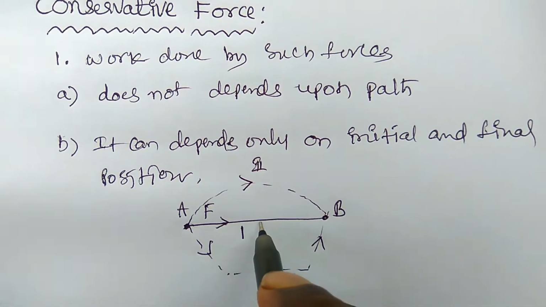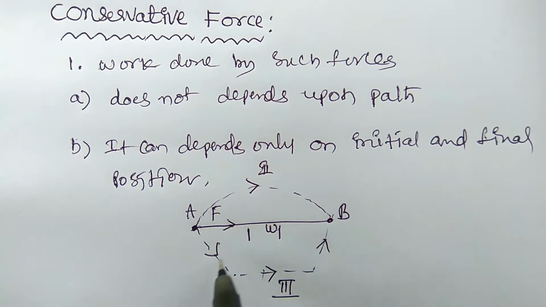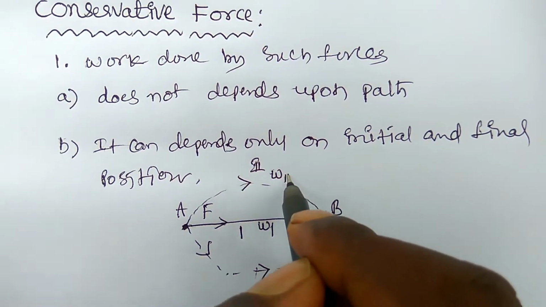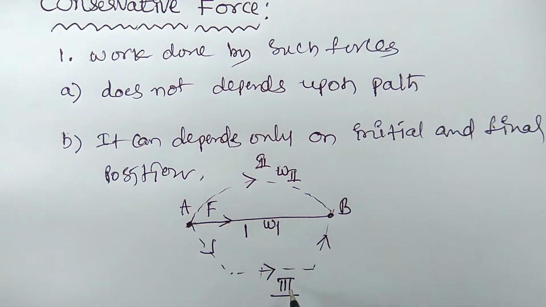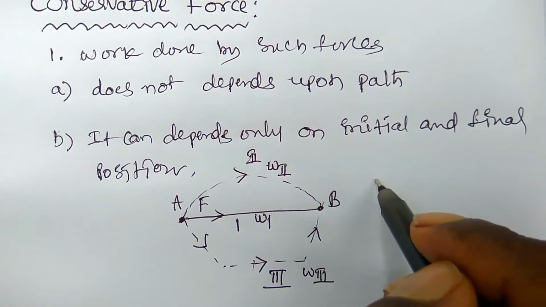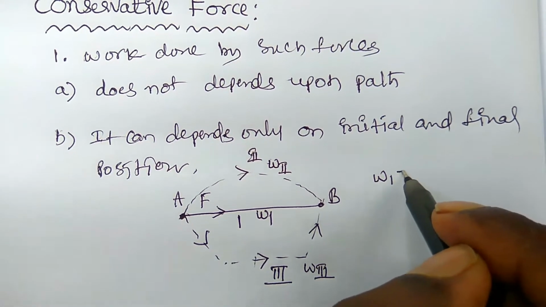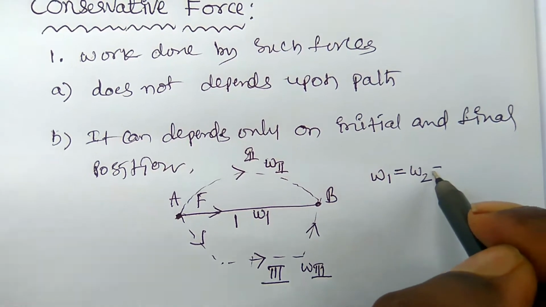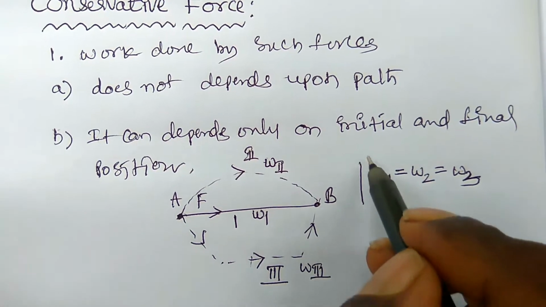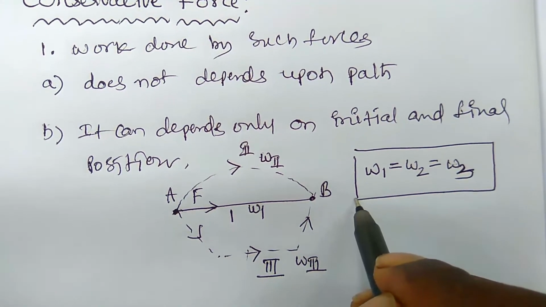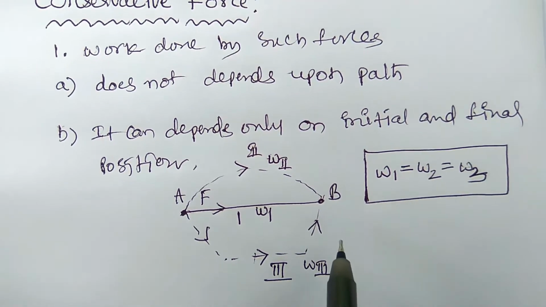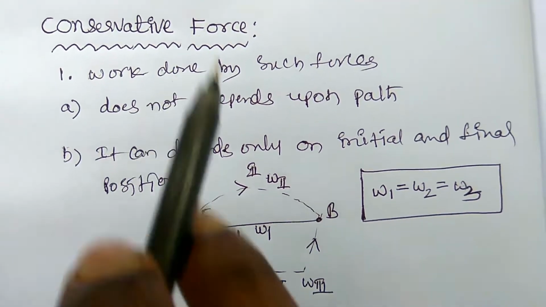Here the work done from point A to B by path 1 is W1. The work done from point A to B by path 2 is W2. The work done from A to B by path 3 is W3. So let us write that the work done by all the paths is the same. This is the conservative force. It means the work can be done by any path, but the work done should be the same.